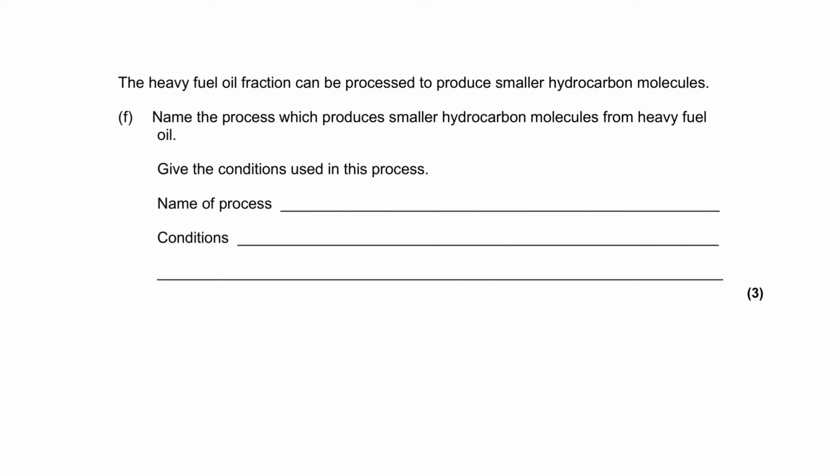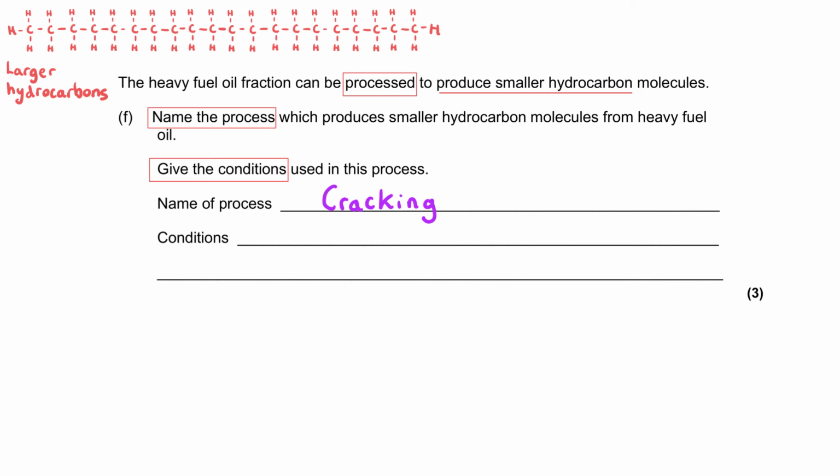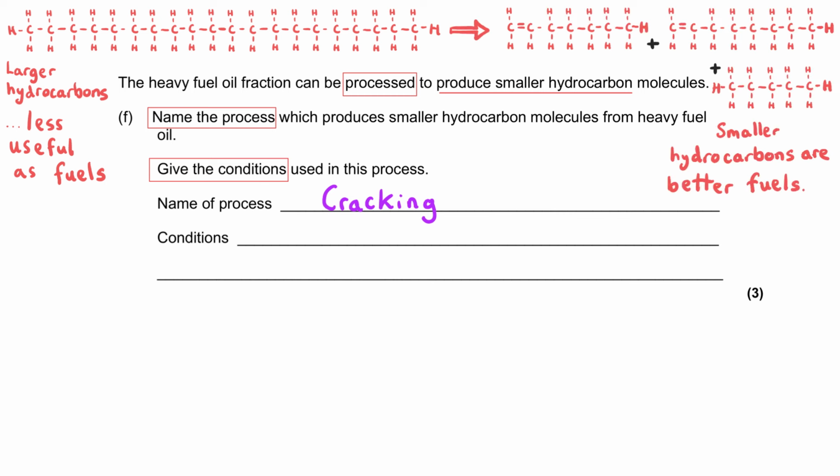The heavy fuel oil fraction can be processed to produce smaller hydrocarbon molecules. Name the process which produces smaller hydrocarbon molecules from heavy fuel oil, and give the conditions for this process. The process is called cracking, and we carry it out because the larger hydrocarbon molecules, for instance heavy fuel oil, are less useful to us. They don't burn so easily, they are more viscous, and they have a higher boiling point. So we carry out cracking to produce smaller hydrocarbon molecules that are more valuable and more useful to us.